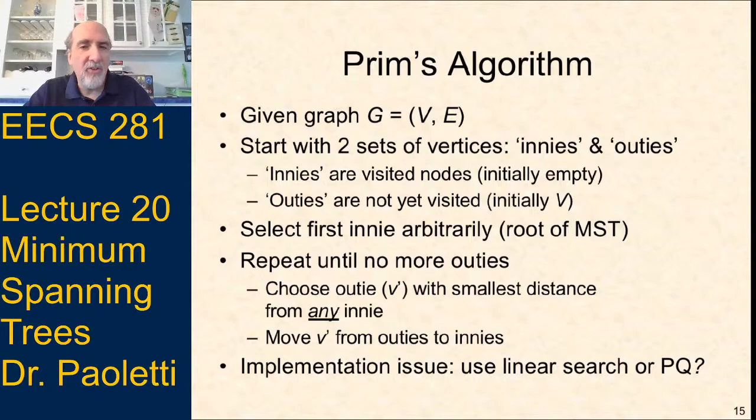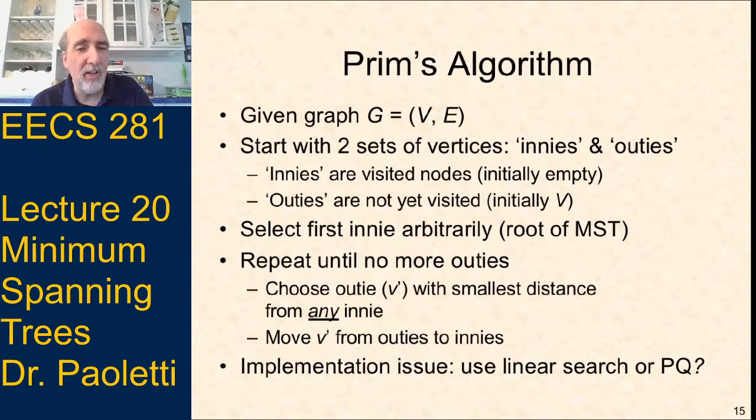So we have two logical sets, the innies and the outies. The innies are the ones that are in our minimum spanning tree. That set is initially empty. The outies are the ones that are not in our tree. That's initially all the vertices. So we select one vertex to be an innie. We select one, and that becomes the root of our tree.